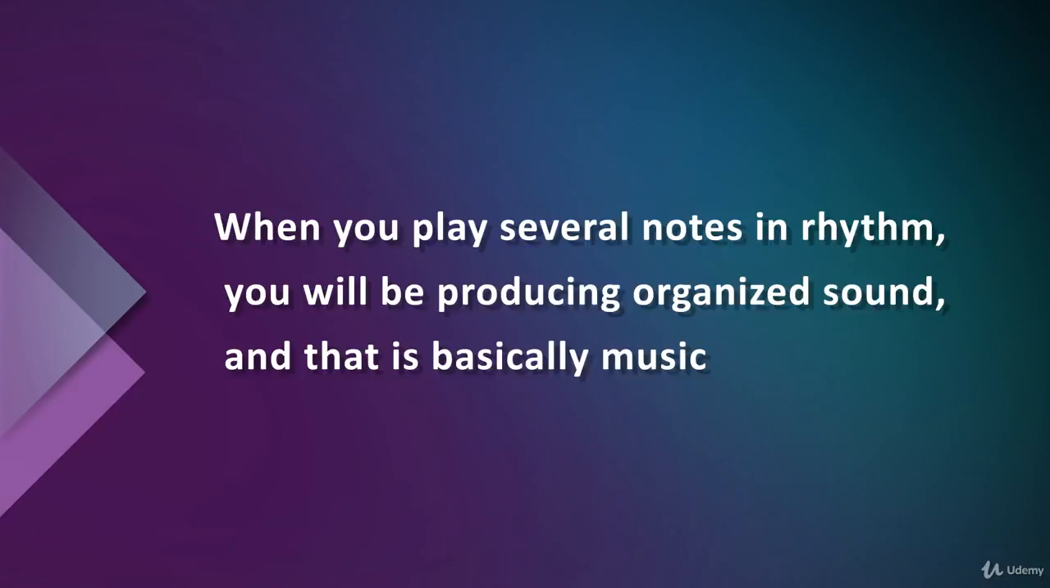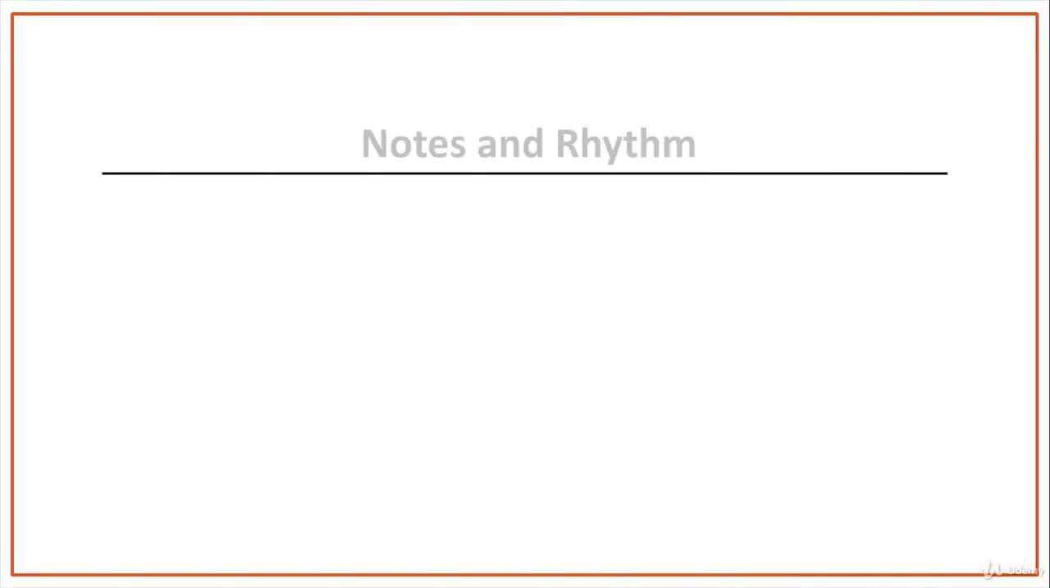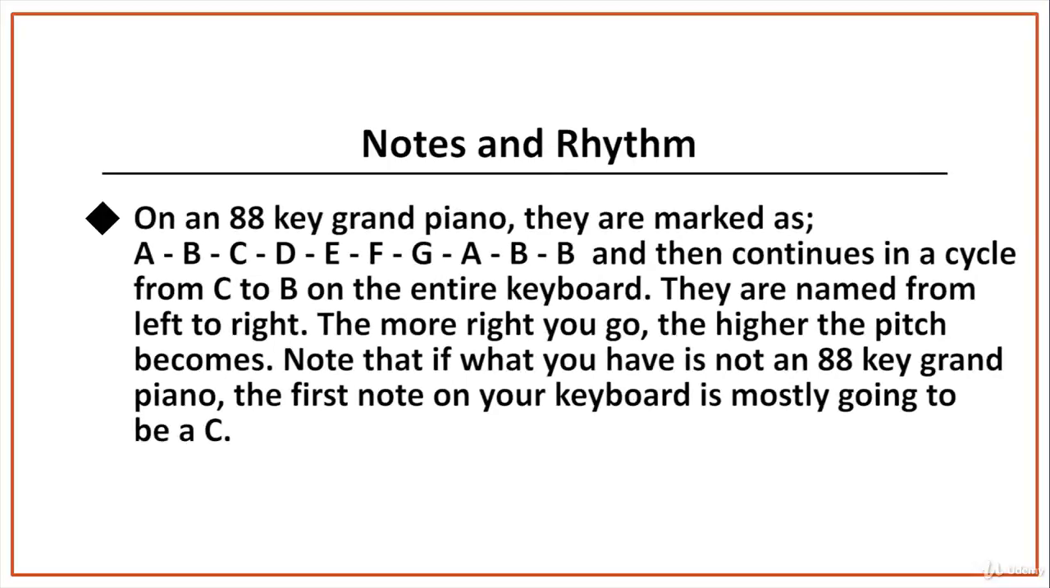We have said that notes are pitches. On the piano, different pitches or different notes are marked by letters of the alphabet. Each key represents a different note. On an 88-key grand piano, they are marked as A, B, C, D, E, F, G, A, B, and then continue in a cycle from C to B on the entire keyboard.